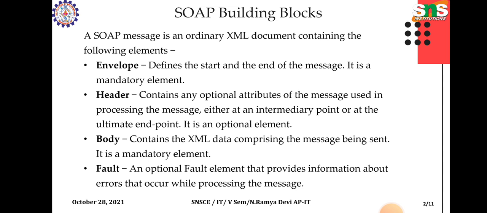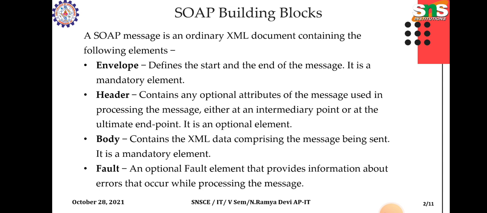So first is envelope. This is the root element of the SOAP message. It defines the start and end of the message and contains the header and body. And it is a mandatory element in SOAP. Next is header, which is optional. The header contains metadata about the message such as security credentials, transaction IDs, or routing information. It's optional but very useful for things like security and processing instructions. And also it is used at an intermediary point or at the ultimate end point. It is an optional element.